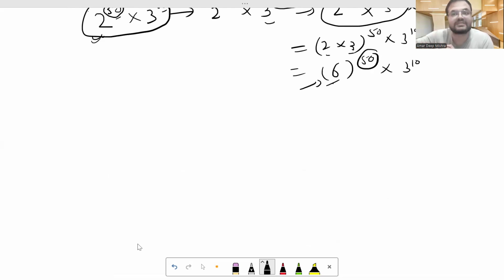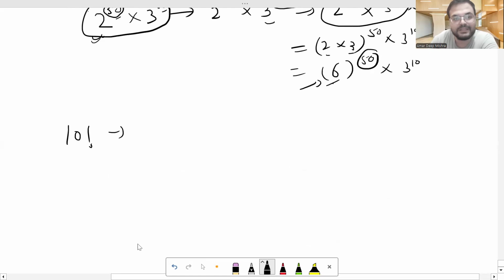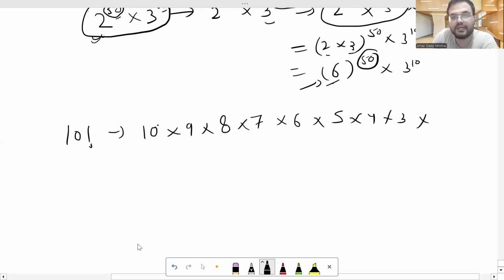Means their occurrence gets lower. For example, let's take 10 factorial. Okay, now 10 factorial means what? This means 10 into 9 into 8, 7, 6, 5, 4, 3, 2, 1. Okay. This is your 10 factorial.